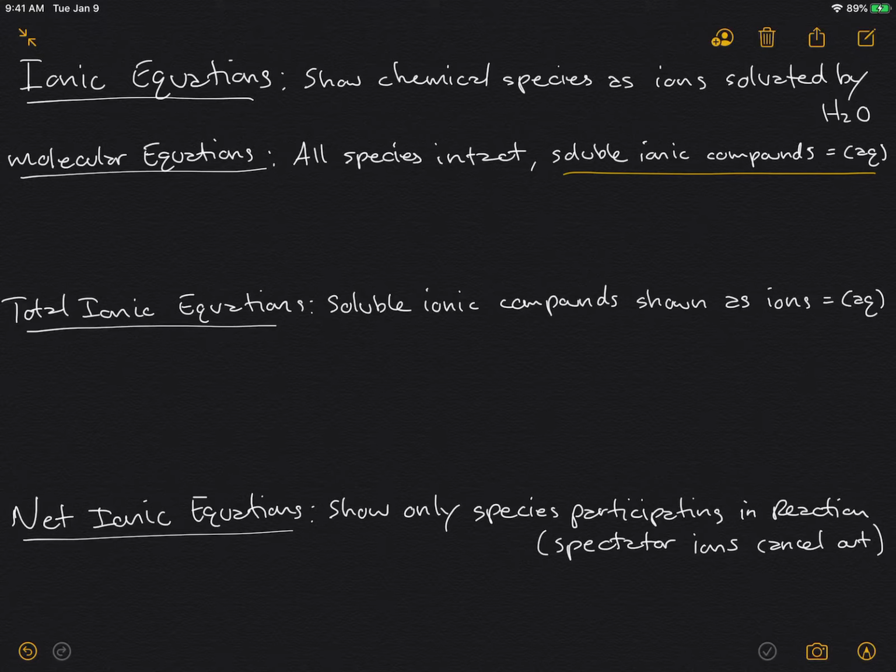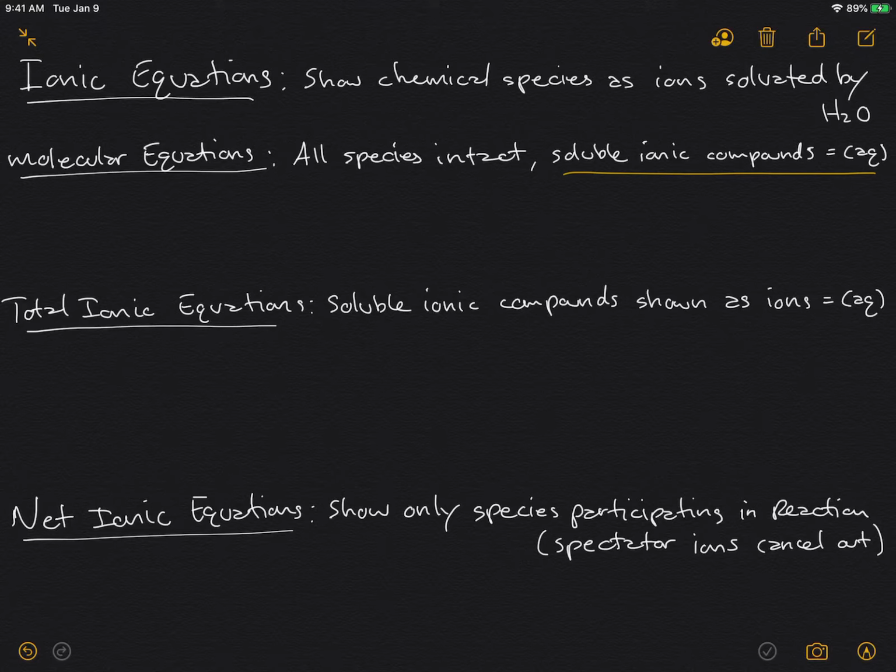The total ionic equation shows all soluble ionic compounds as broken up into ions. And we need to include the charges and make sure you include the phase, which is aqueous. And anything that is solid cannot be broken up into ions, or gases as well.